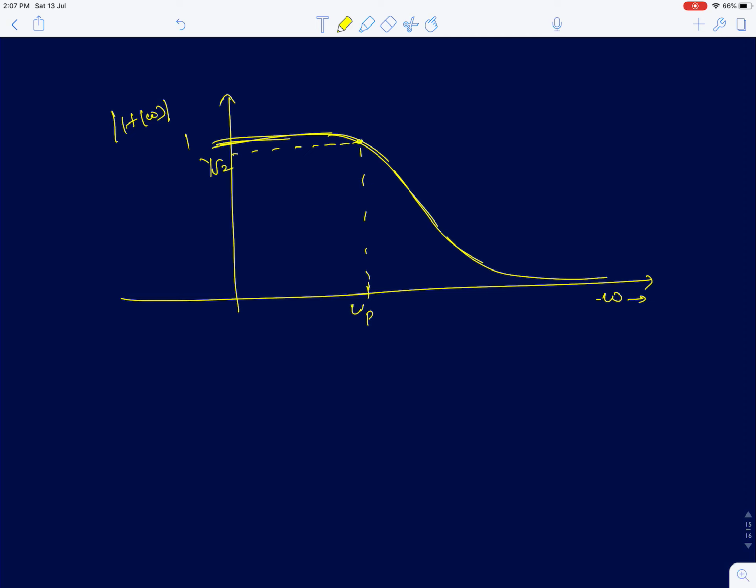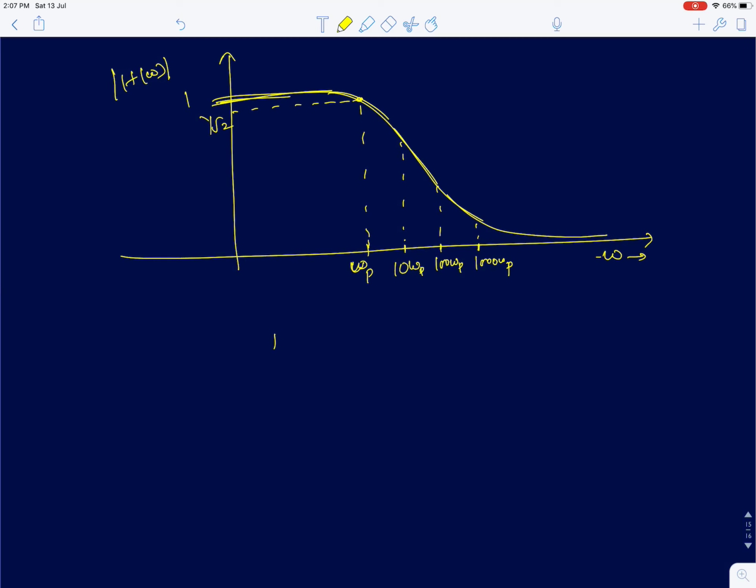Now when you look at this response, I'll take three different frequency points. I'll first take points which are 10 omega p, 100 omega p, and 1000 omega p. Now if you look at the magnitude of the frequency response, you get a function like this. If I start from 10 omega p, for omega much greater than omega p, the 1 in the denominator I can ignore, since omega by omega p is much greater than 1. So this reduces to omega p upon omega.